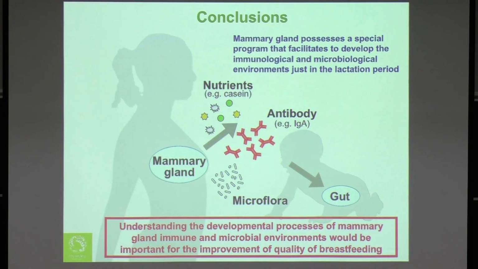So, take-home message. Actually, because of time limitation, I couldn't show all the data, and I also don't know the whole mechanism of how the mammary gland immune and microbial environment develop. But I can only say that the mammary gland has a super special or unique program that facilitates the development of the immunological and microbiological environment during lactation. And understanding the development process of the mammary gland immune and microbial environment would be very important for improving the quality of breastfeeding, and also important for protecting mammary gland tissues from infectious diseases.